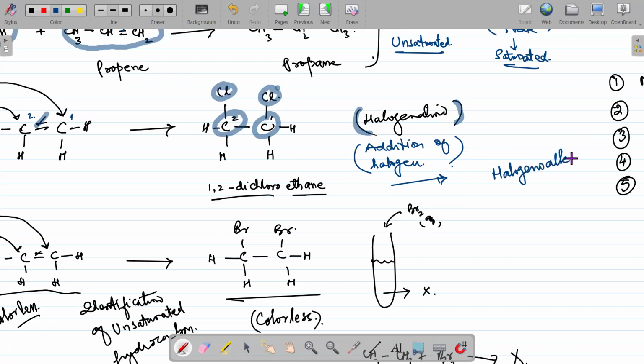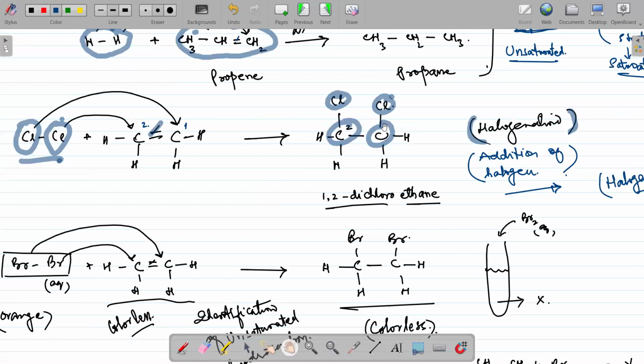halogenoalkanes, right? So we can say these are the derivatives of alkanes in which one of the hydrogens is substituted by the halogen group. So we call them halogenoalkanes. Got it? A new series of hydrocarbons along with the halogens.